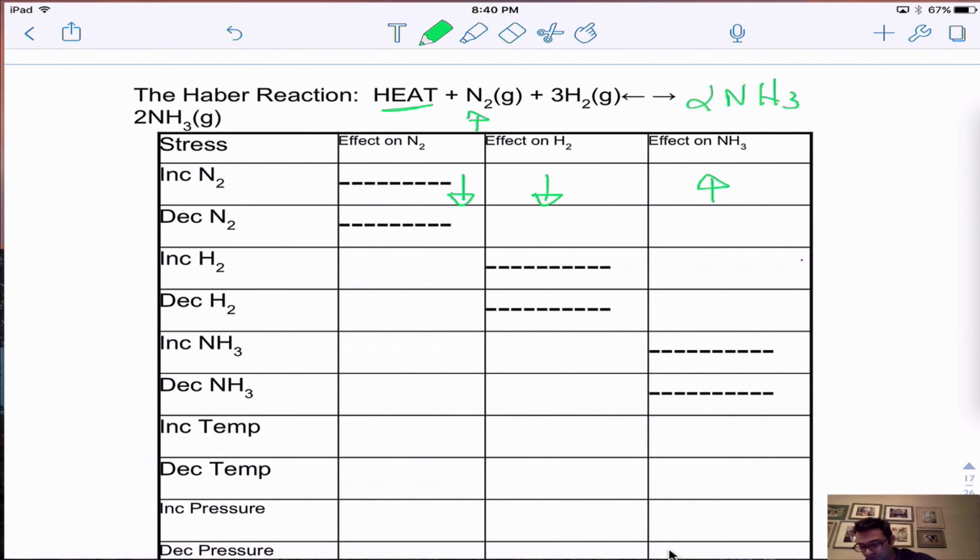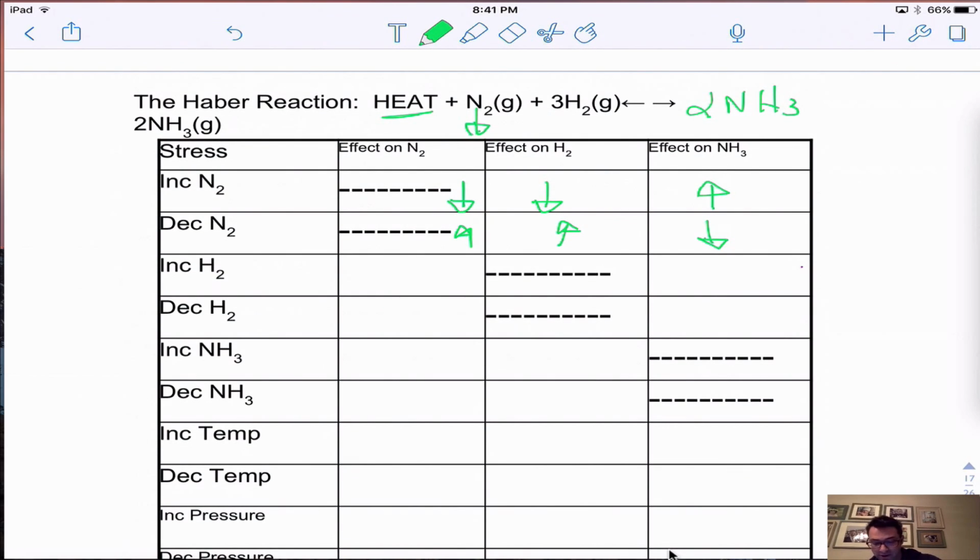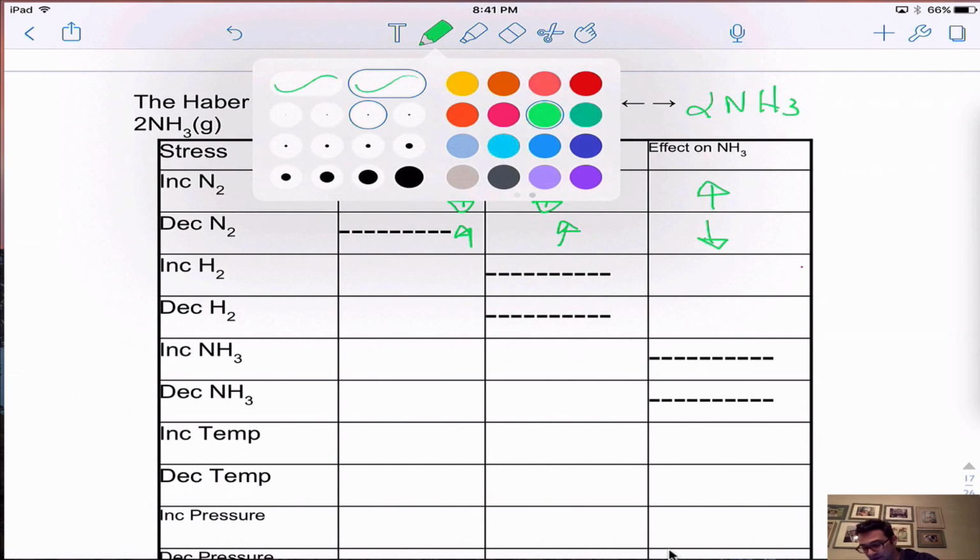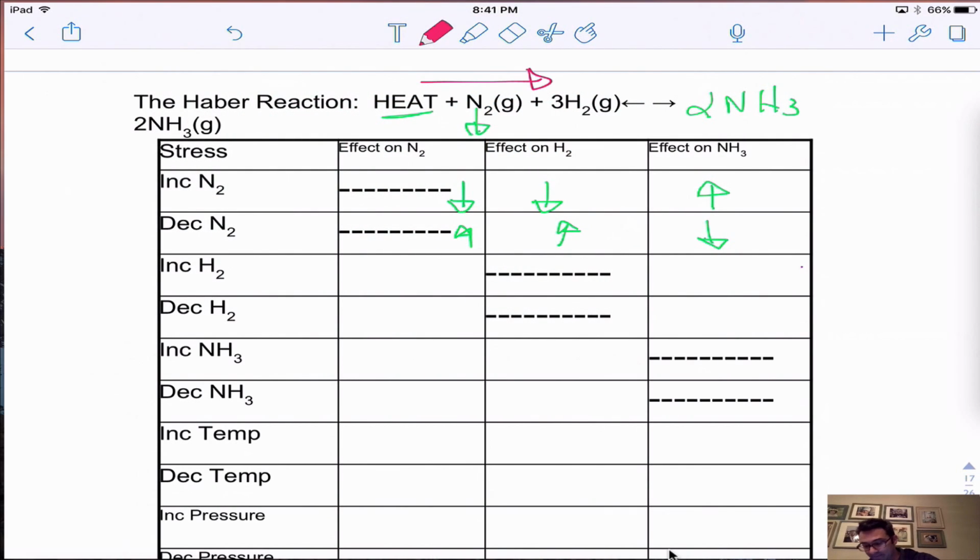If I decrease N2, that will result in fewer collisions between N2 and H2. The result of that is going to be that the NH3 will still be reacting quickly or quicker, and it will get used up. The H2 will increase, and the N2 will increase from where it was originally decreased. Let's do an increase in temperature. Remember, with an increase in temperature, we favor the endothermic reaction. In this case, the endothermic reaction is to the right. So increasing temperature will increase the products in this case and decrease the reactants.